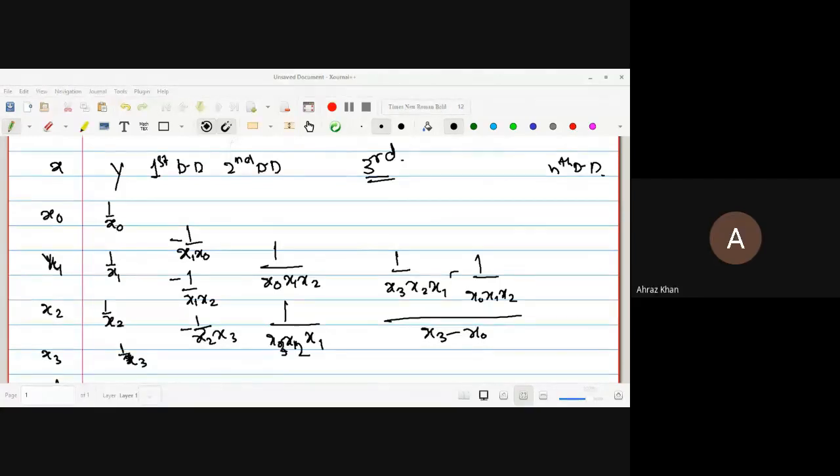On x1, x2, x3. What is the answer? 1 upon? Minus 1 upon x1, x2, x3. Minus 1 upon x1, x2, x3. Is it correct? Everyone got the same answer? Hello, madam. Minus 1 upon x3, x2, x1, x naught.